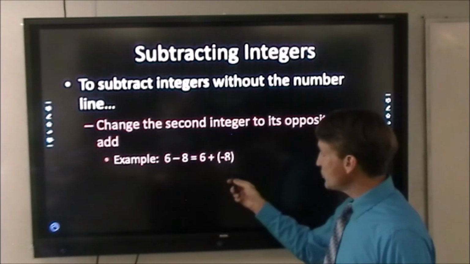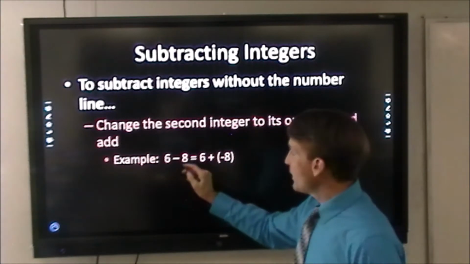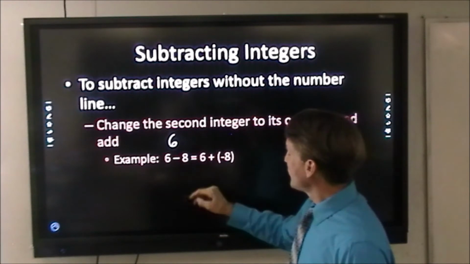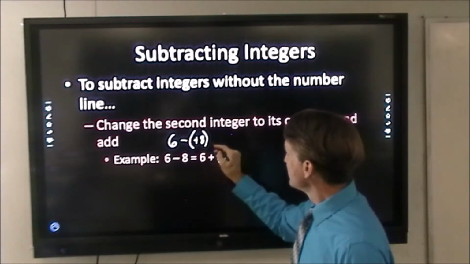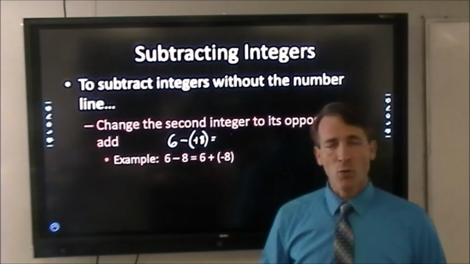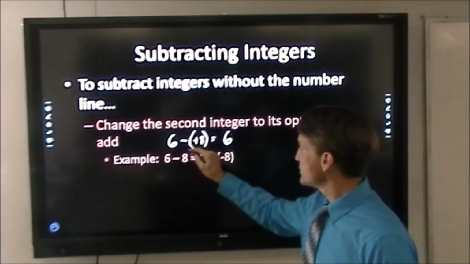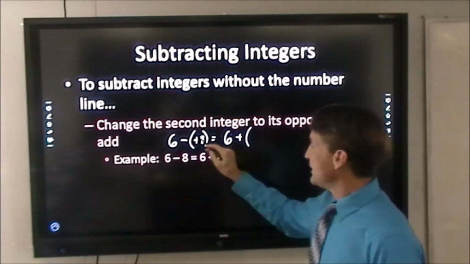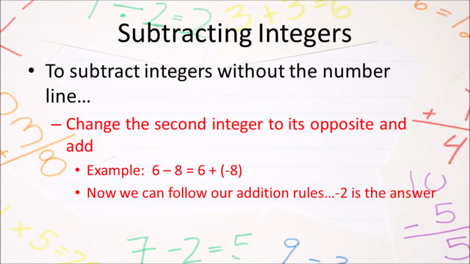Now, how do I change it to an addition problem? Basically, if I rewrite this original problem as 6 minus a positive 8, you might be able to see it a little more clearly. We're going to change whatever we're subtracting. I'm going to change this sign to a positive and this sign to a negative. And then I can use my addition rules. So I'm adding two numbers that have different signs, so I find the difference in their absolute values.